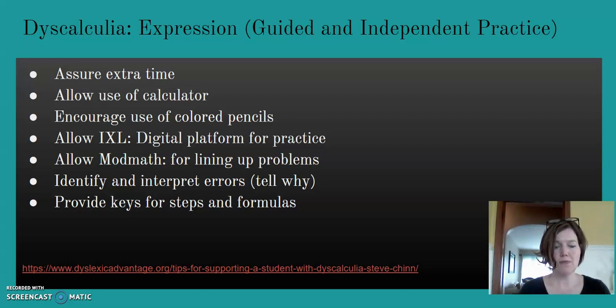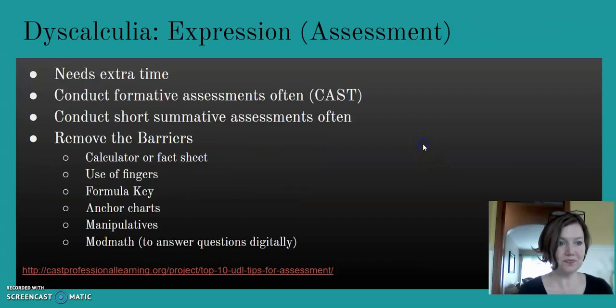And then the teacher in the guided practice time is going to need to identify, interpret errors, and tell the students why. Again, all kinds of explicit instruction where they're not making these connections by themselves. And then providing keys for steps and formulas. So again, write your goal and then remove the barriers. If the goal isn't for them to memorize a formula, if it's to apply a formula, then provide them the formula.